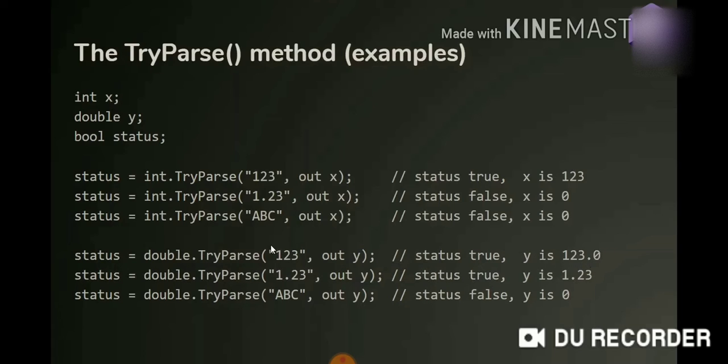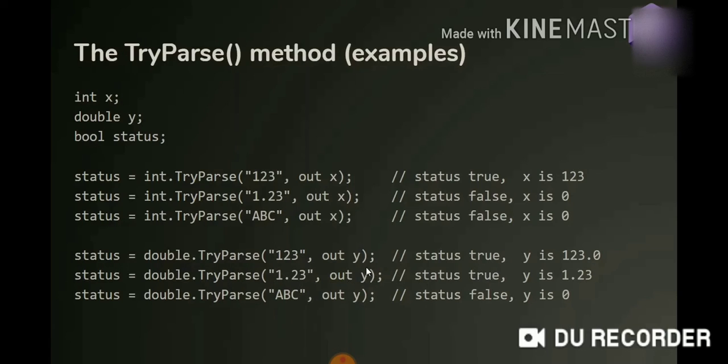In our third example, I try to parse the string "abc" into an int. Well, okay, I cannot do that. So TryParse returns false and x is assigned the default value of 0.